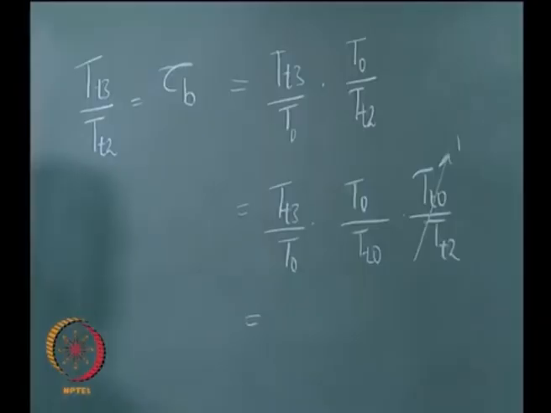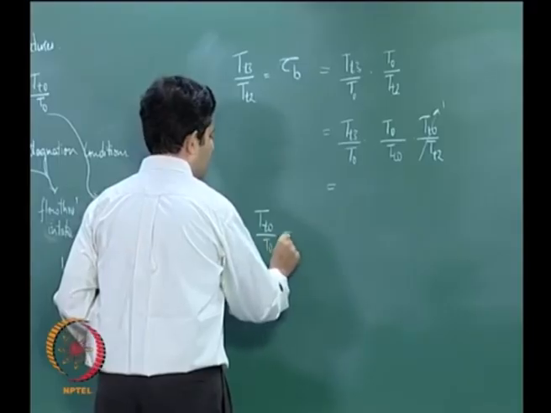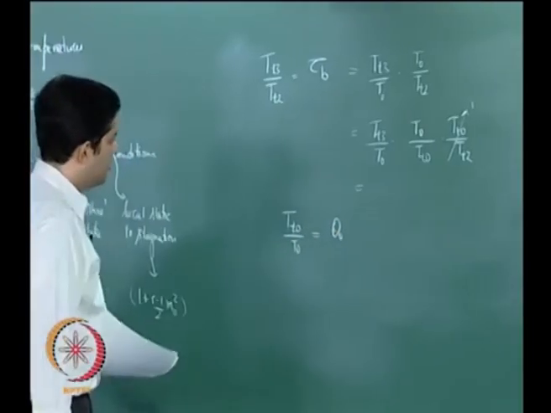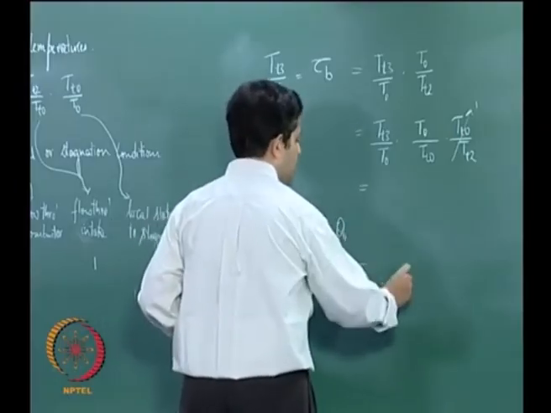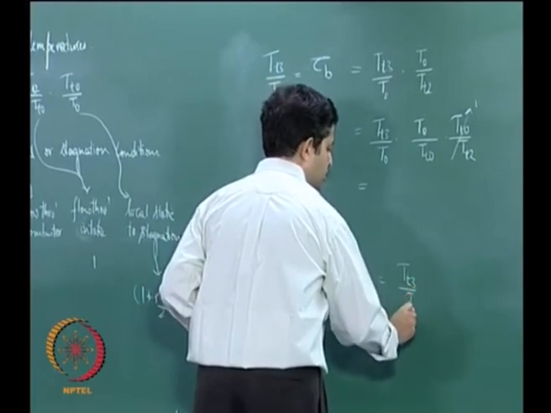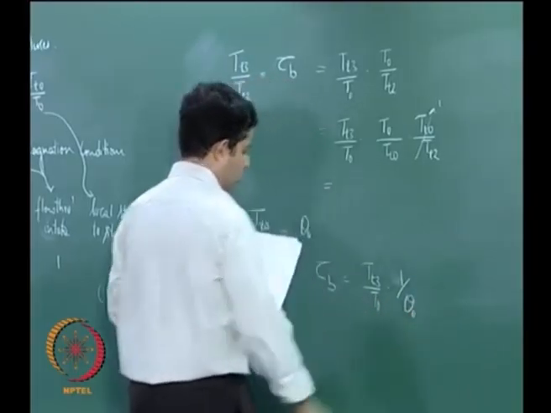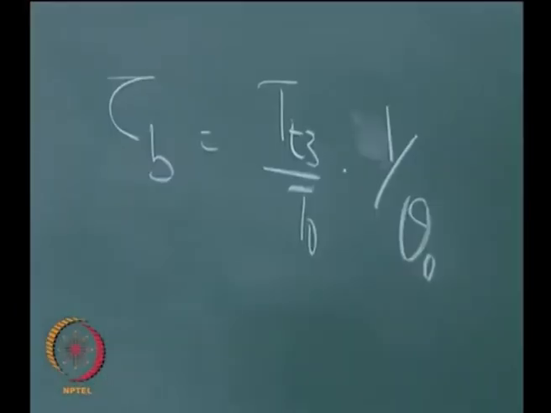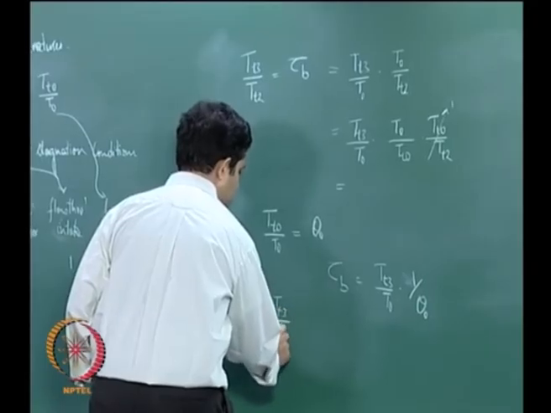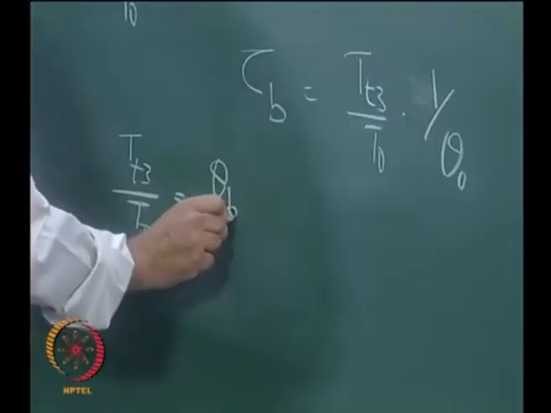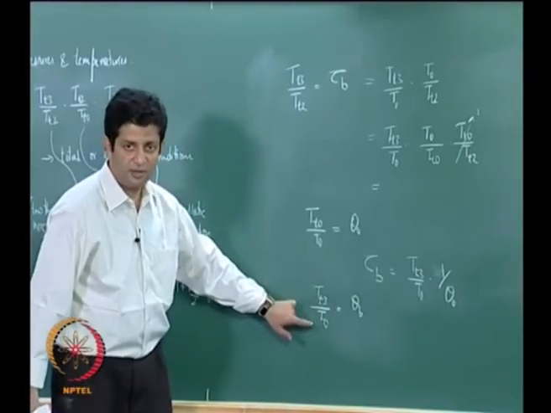Let me call TT0 by T0 as theta naught. So if I call TT naught by T naught as theta naught, I'll get tau b as equal to TT3 by T naught into 1 by theta naught. I'll also define TT3 by T naught as theta b. This is nothing but the ratio of the exit temperature of the combustor to the ambient temperature.